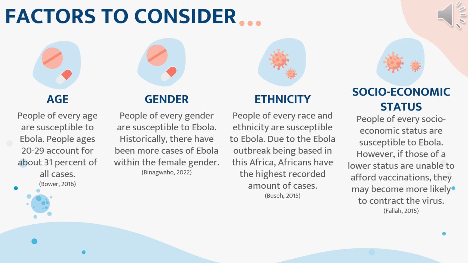Also, since multiple Ebola outbreaks were based in sub-Saharan Africa, there are extensive cases of African people contracting the Ebola virus. However, this is assumed to be due to the location and not due to their biology. Lastly, those with a lower socioeconomic status are not biologically more susceptible to Ebola. However, if they are not able to afford the vaccine or healthcare in general, they may be more likely to contract and die from the Ebola virus.